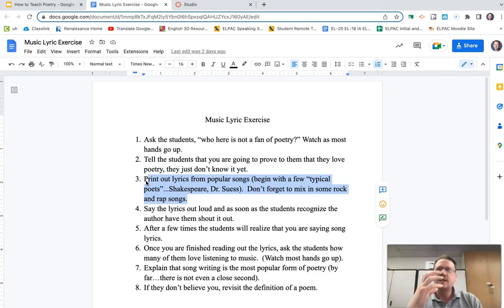And then all of a sudden, they'll pause. And someone will go, Taylor Swift? And I'm like, yes. And then I'll go on. And I'll have stacks of music lyrics, and I'll do a bunch of them.